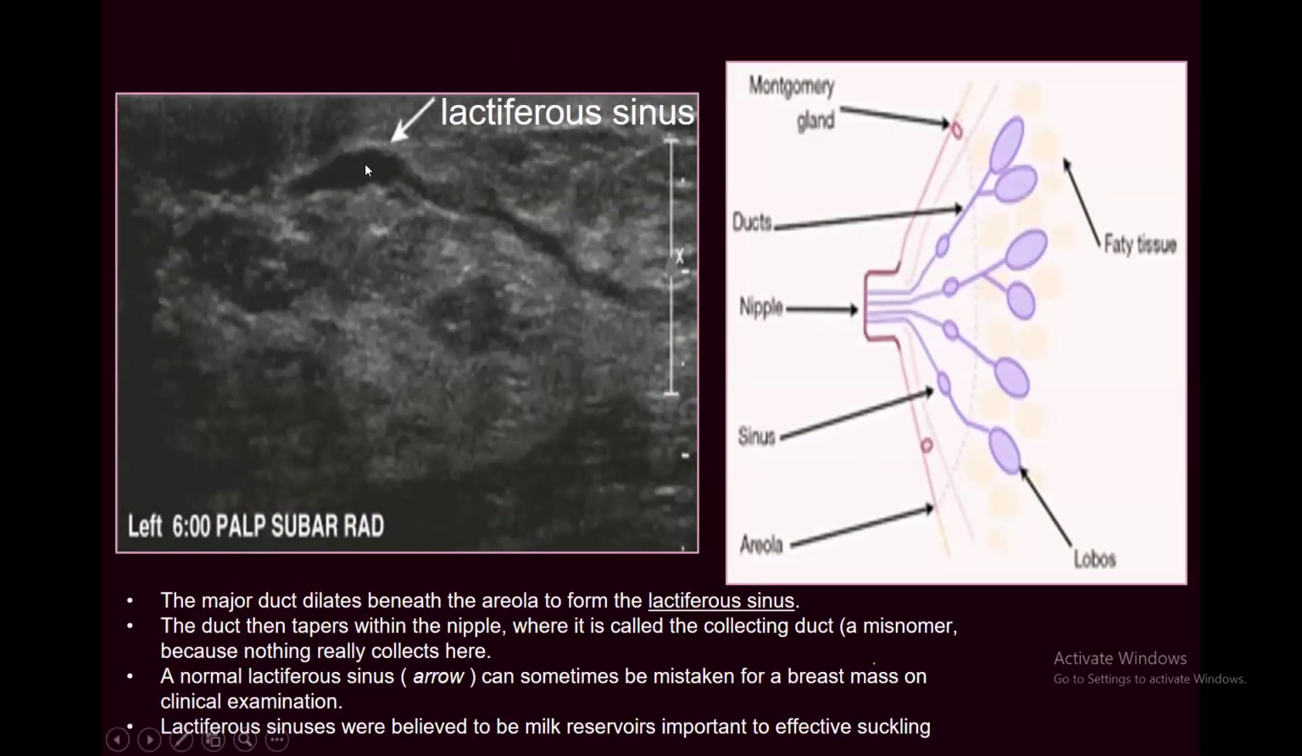Just beyond the nipple, these lactiferous ducts demonstrate a focal dilatation. This focal dilatation is termed the lactiferous sinus, and it is a reservoir of the milk, about 3 millimeters, and sometimes can be palpable and should not be mistaken for lesions under ultrasound.